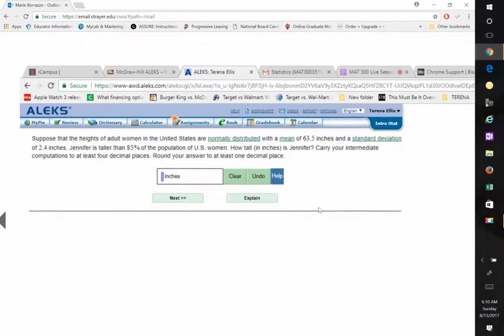And if you notice in this case, it says, suppose that the heights of adult women in the United States are normally distributed with a mean of 63.5 inches and a standard deviation of 2.4 inches. Jennifer is taller than 85% of the U.S. population of U.S. women. They want to know how tall she is.